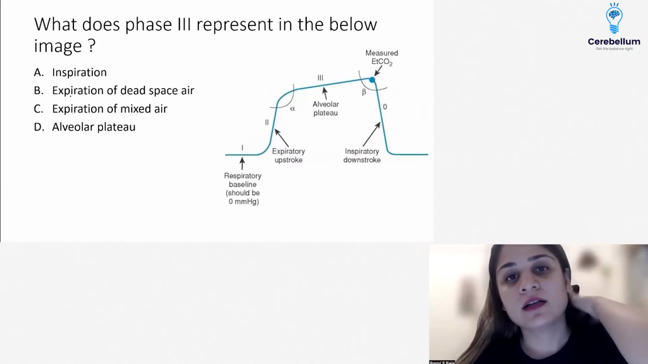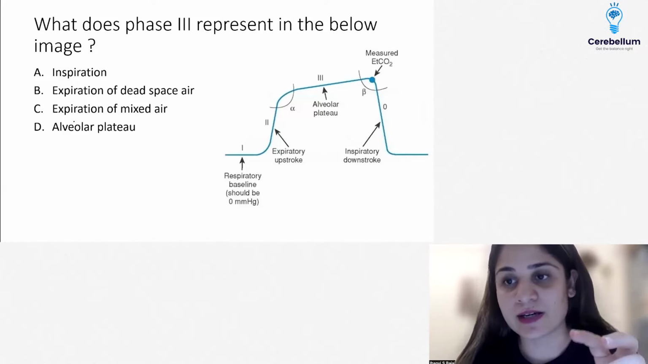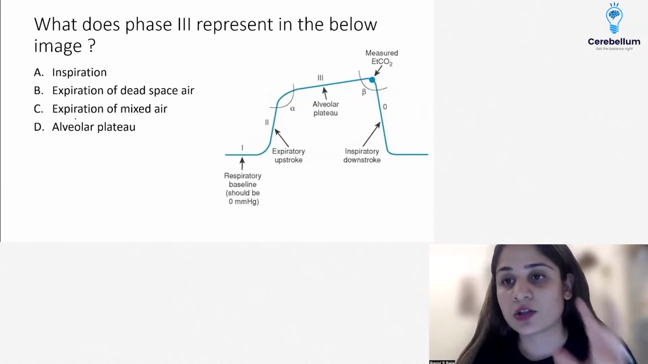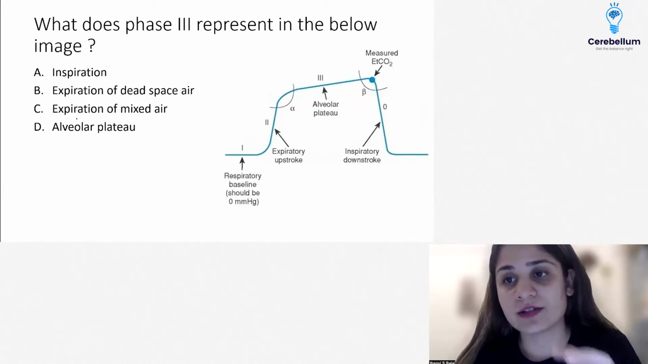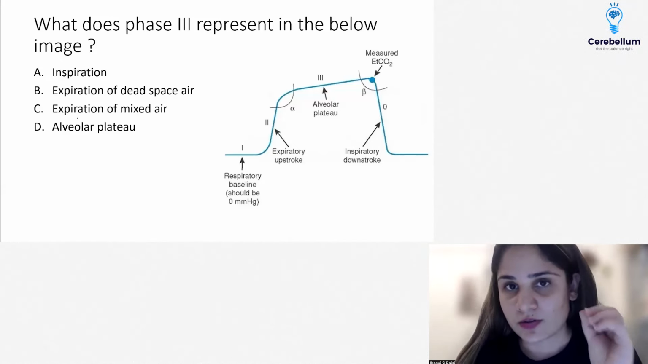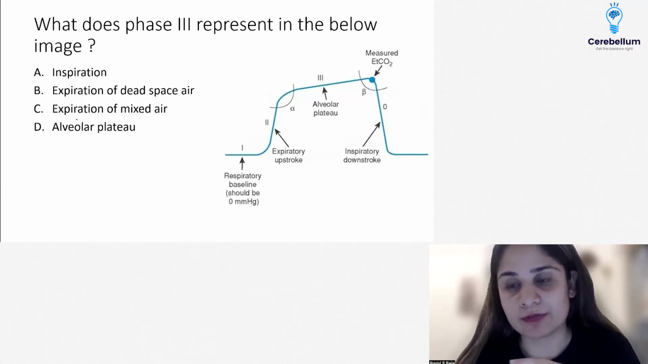All right, then we had a picture of a capnograph. Now, very basics, and that's why I said if you've done the main videos, you will know, because in monitoring in anesthesia, we have started from this: what are the different phases of the capnograph? So they had asked, what does phase 3 represent in the capnograph? Phase 3 represents the alveolar plateau.